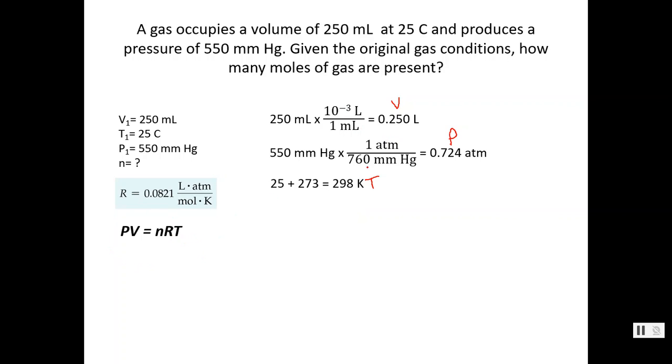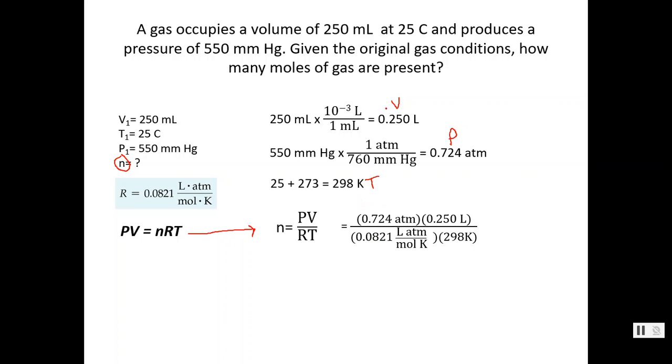But before we start plugging those in, let's go ahead and solve this equation for the variable we are looking for, which is n, moles of gas. And so hopefully you can see that to get n by itself, you have to divide both sides by RT, so that this equation, the ideal gas law, becomes n is equal to PV over RT.